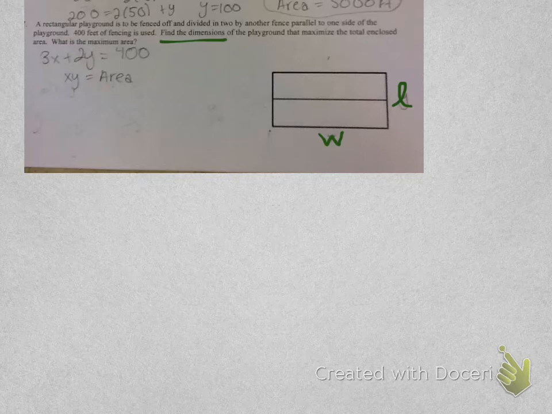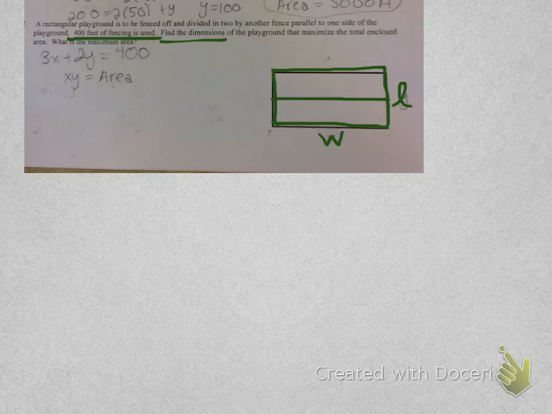Okay, it's to be fenced off, divided in two by another fence parallel to one side of the playground. So 400 total feet of fencing is used. The first thing we have to do is figure out: is all of this fence, or is just some of it fence? Is some of the fence already existing? It says another fence parallel to one side. A rectangular playground is to be fenced off. So yes, all of this is fencing that we need. There's no existing fence.